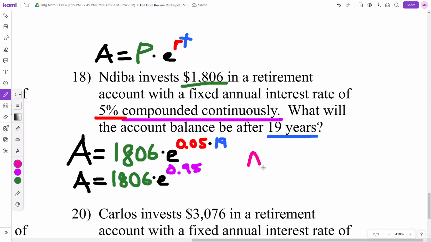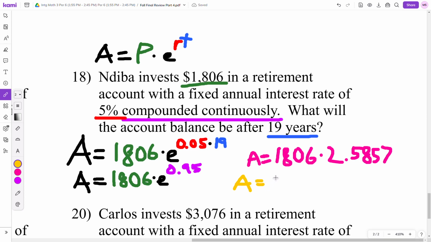So that means that A equals 1806 times approximately 2.5857-ish. And when we multiply that by 1806, we get our final amount, which is, of course, 4,669 and 79 cents.